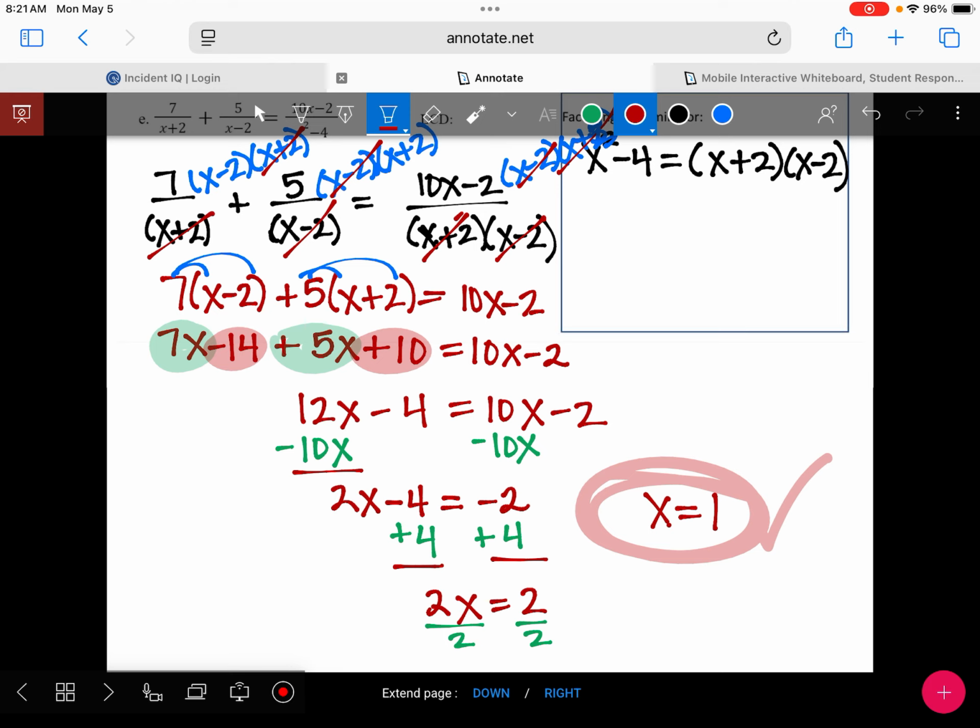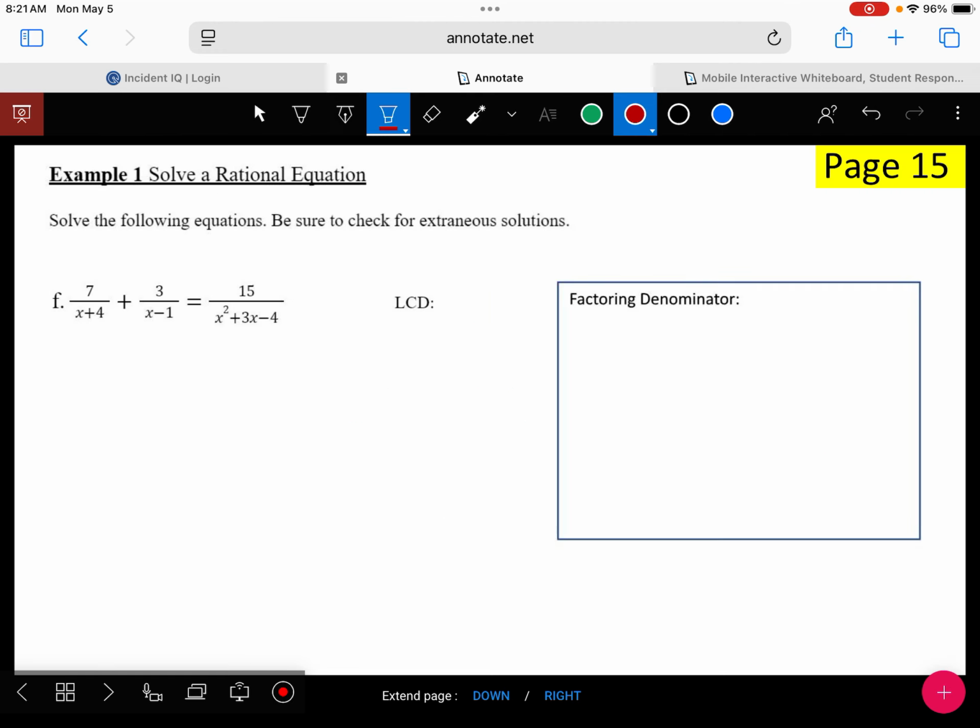All right, I think we only have 3 more. Can you scroll to the next page? I think it's just 3 more. Yep, 3 more. All right, let's go to our next one.